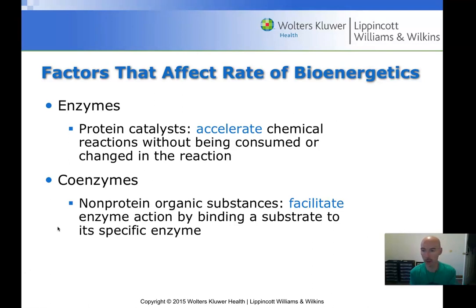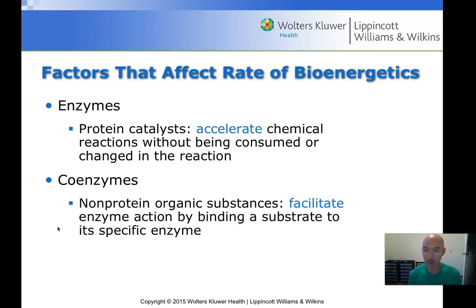Now, enzymes are proteins that are present in our cells, okay? And what these enzymes or these proteins do is they have the ability to alter the rate of a reaction. Okay, the rate of a reaction is the speed with which the reaction occurs.